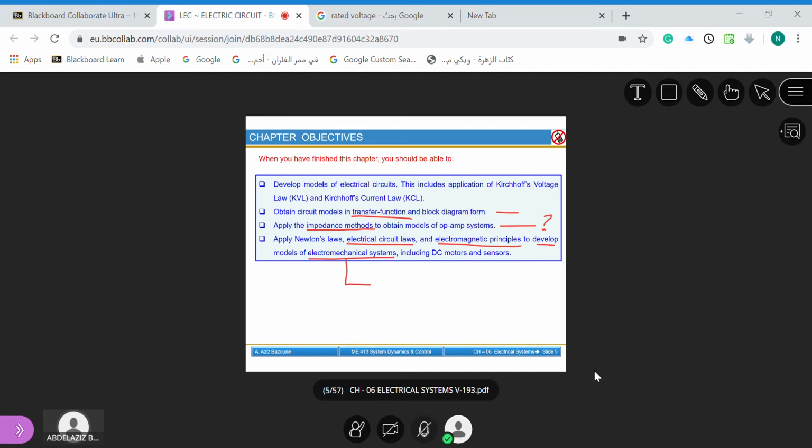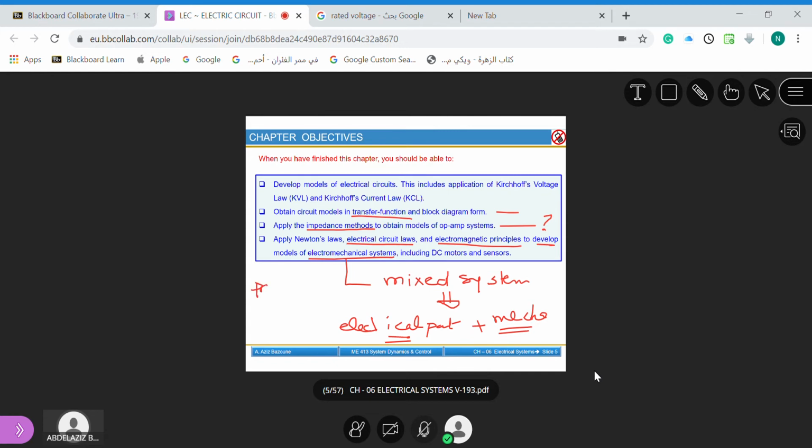This is a mixed system in which it includes an electrical part and a mechanical part. So a mixed system consists of an electrical part plus a mechanical part. So basically, we use the electrical part to drive the mechanical part. We will have some small project for this course.